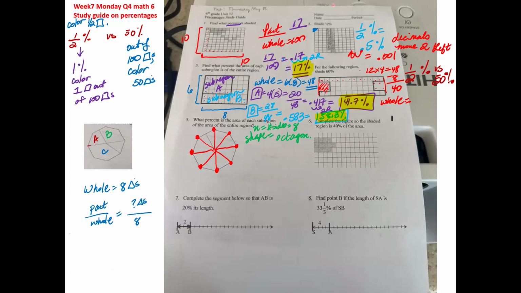So for A, do you see there is one triangle right there, right? But then there's also half a triangle right there. Do you see that? Yeah. So this is 1.5 out of 8. So grab your calculator. What's 1.5 divided by 8? 0.1875. Do you see how you're not going to get this if you do not have a calculator?